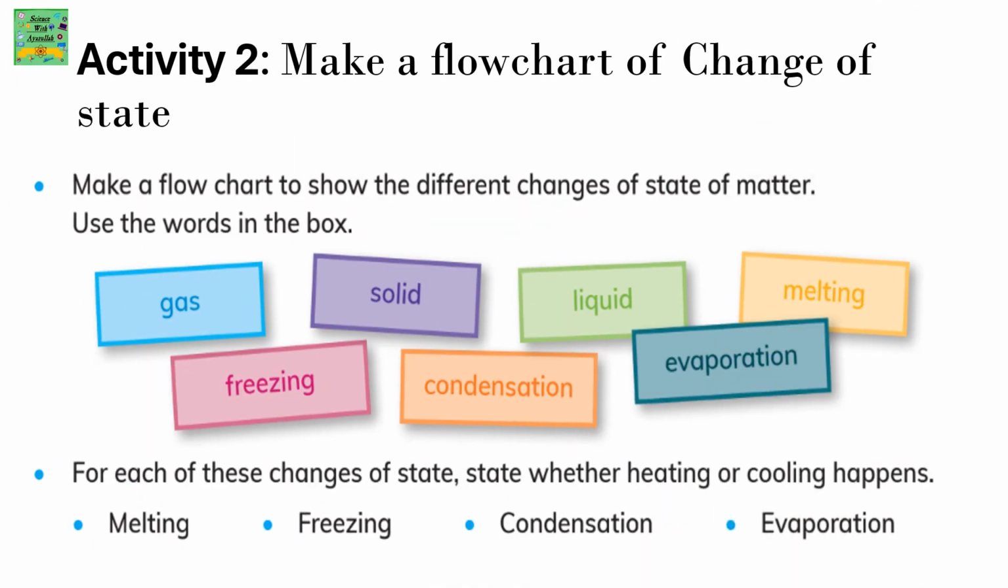Here's an activity you could do. Make a flowchart to show the different changes of state of matter. Use the words in the box: gas, solid, liquid, melting, freezing, condensation, and evaporation. For each of these changes of state, state whether heating or cooling happens. For melting, heating takes place. For freezing, cooling takes place. For condensation, it's cooling, and for evaporation, it's heating.